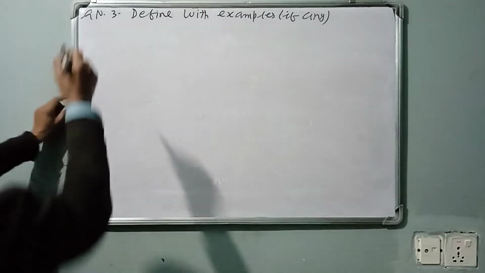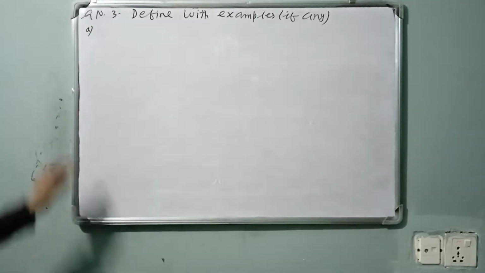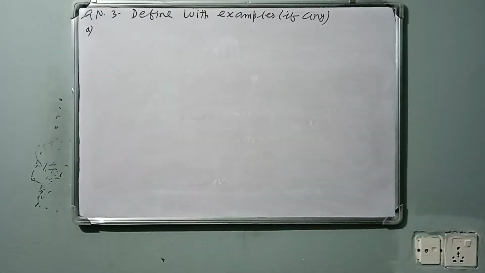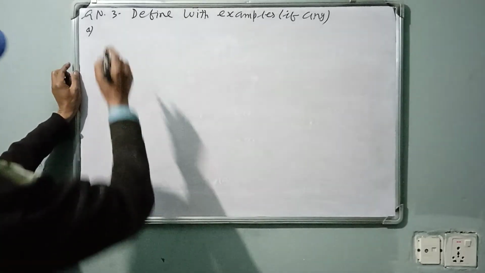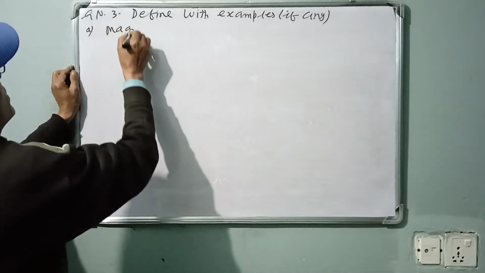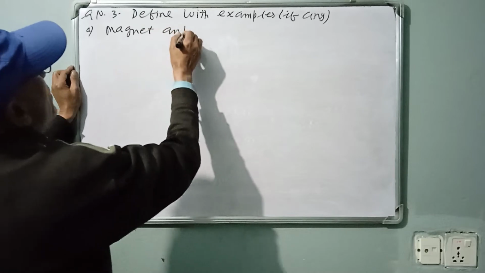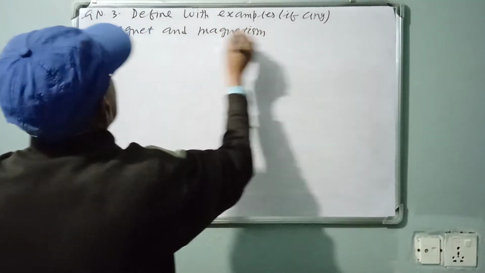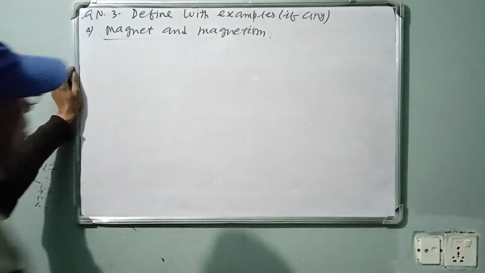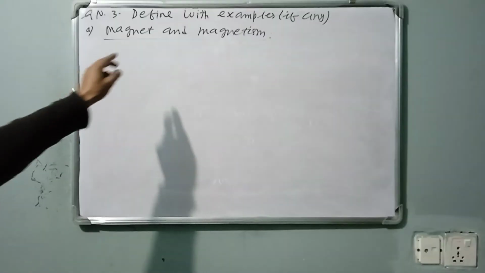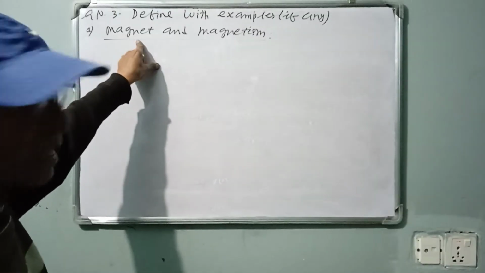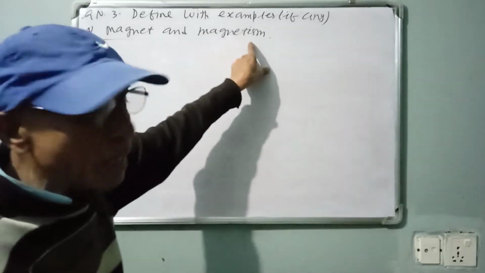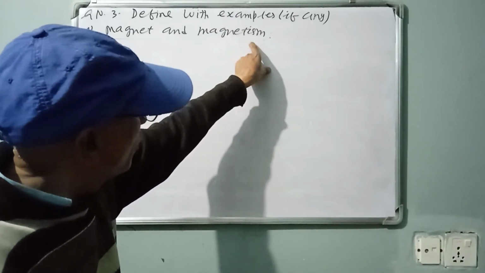Define with example. The first thing is magnet. Magnet and magnetism at a time. A number is magnet and magnetism. What is a magnet and what is magnetism? We can see magnet, but we cannot see magnetism.